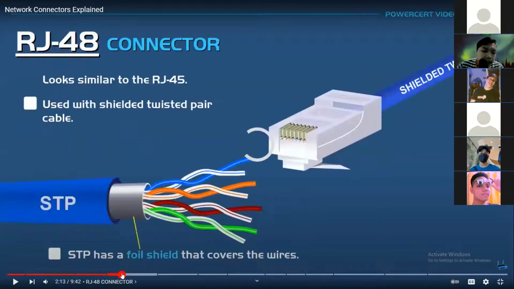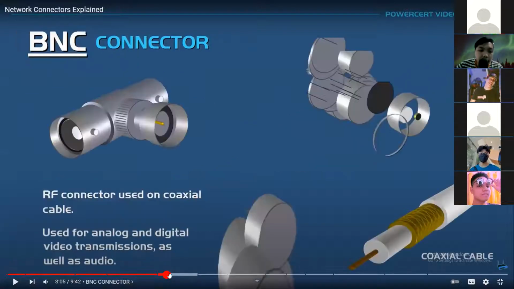Okay? Next naman is RJ48, the same with the RJ45, but mainly for the shielded twisted pair. But of course, RJ45 is used also for the STP. Next is BNC. Ito na yung sinasabi ko kanina. Di ba yung pinakita kong video last time about doon sa ring bus topology, para mag-connect yung nasa gitna, kailangan ng BNC connector.